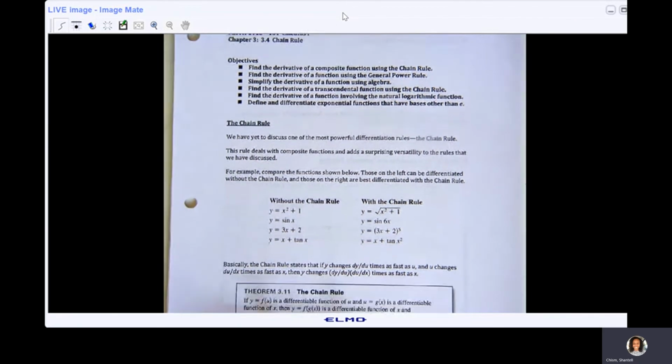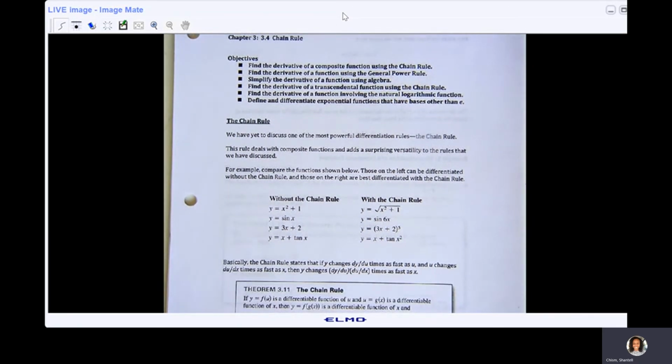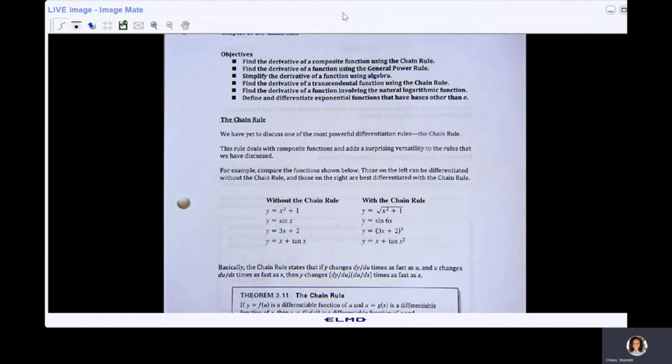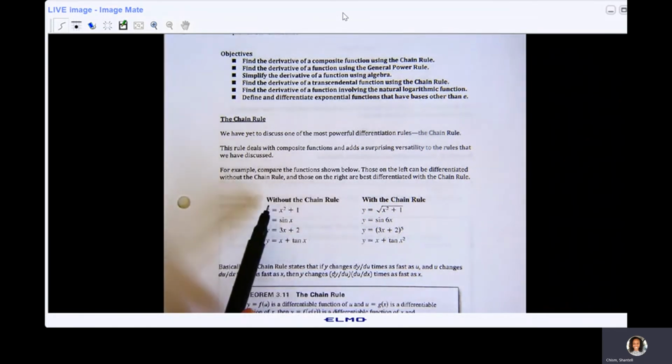So one of the most powerful differentiation rules is the chain rule. So this is going to be our first look at it. This rule deals with composite functions and adds a surprising versatility to the rules that we have discussed previously. For example, let's compare the functions shown here below. So these functions on the left can be differentiated without the chain rule, and those functions on the right are best differentiated with the chain rule. So take a look here.